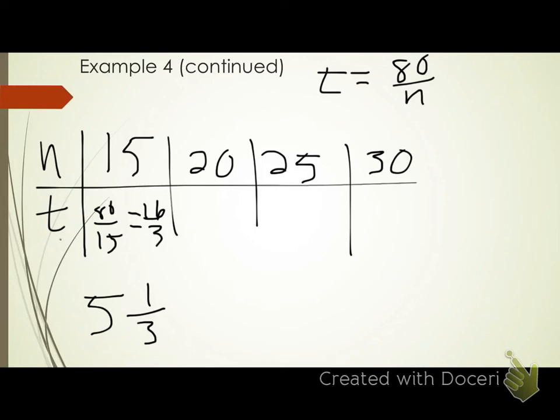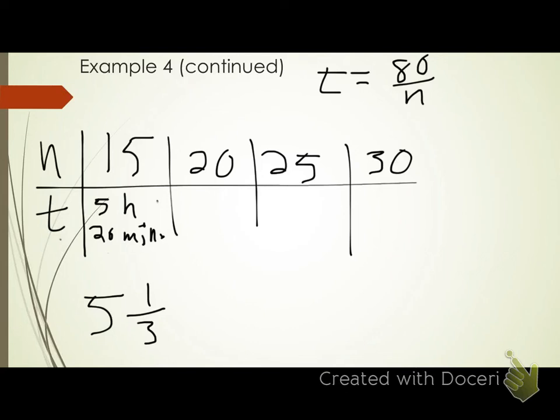But I still need to get it into hours and minutes. So I've got 5 hours. And what would 1/3 of an hour be? How many minutes? 20 minutes. So it would take 15 volunteers 5 hours and 20 minutes. Does everyone see that? It wants it in time, so I need to use the units for time. Everyone okay with that?